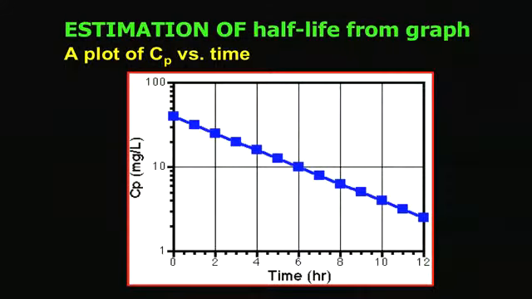Estimation of half-life from the graph. If you plot the concentration in units like milligrams per liter as a natural log or a log plot on the left, over time you can determine what the half-life is, and there you notice that the half-life here is about 3 hours. So we can actually estimate that half-life from a graph, and that's the easiest way to do that.